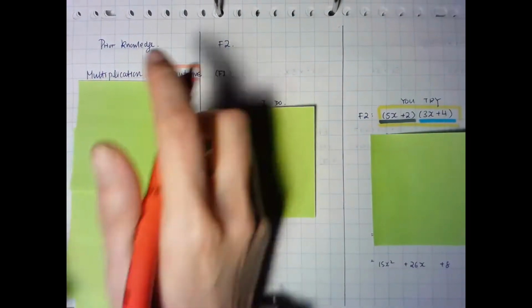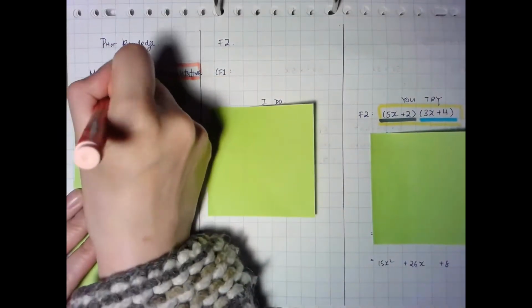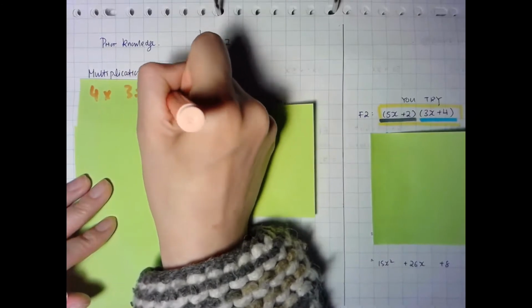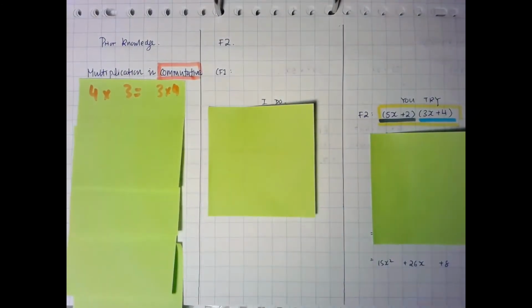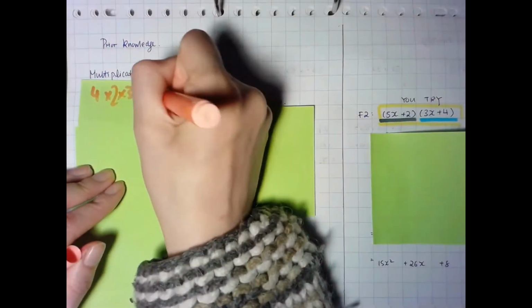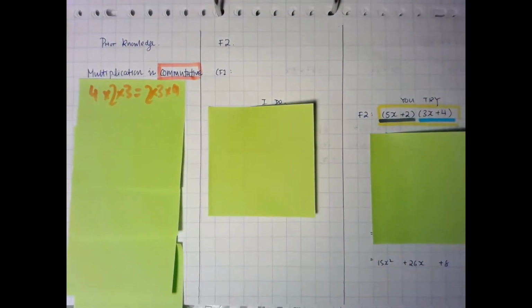So for example, 4 multiplied by 3 is the same as 3 multiplied by 4. Both of them mean 12. 4 multiplied by 2 multiplied by 3 is the same as 2 multiplied by 3 multiplied by 4. Both of them mean 24.